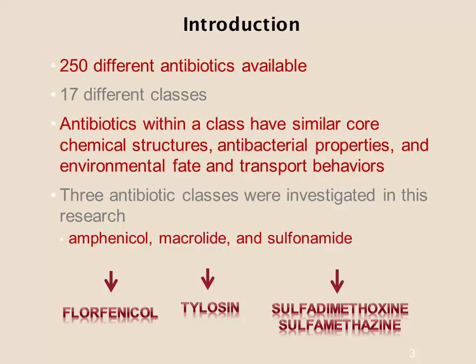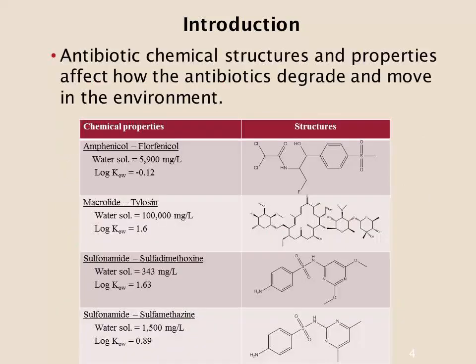For this study, by way of introduction, there are about 250 different types of antibiotics in 17 different classes, and the different classes have different structural capacities. We only decided to look at three of them because it gets very expensive if you're going to start analyzing for all these things. You want to make it work. So we have three different classes here that have different antibiotics. And here are the different ones.